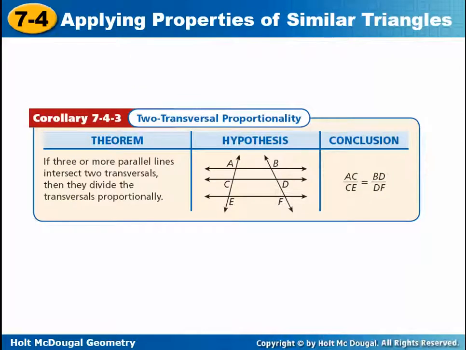All right, there's another theorem here. It's a corollary to the other one. If 3 or more parallel lines intersect 2 transversals, then they divide the transversals proportionally. So it doesn't just have to be triangles, it can just be parallel lines. So here we've got 3 parallel lines. These lines are all parallel. And then there's 2 transversals going through them. So AC over CE is equal to BD over DF. And if there was another parallel line, you could set up more proportions.